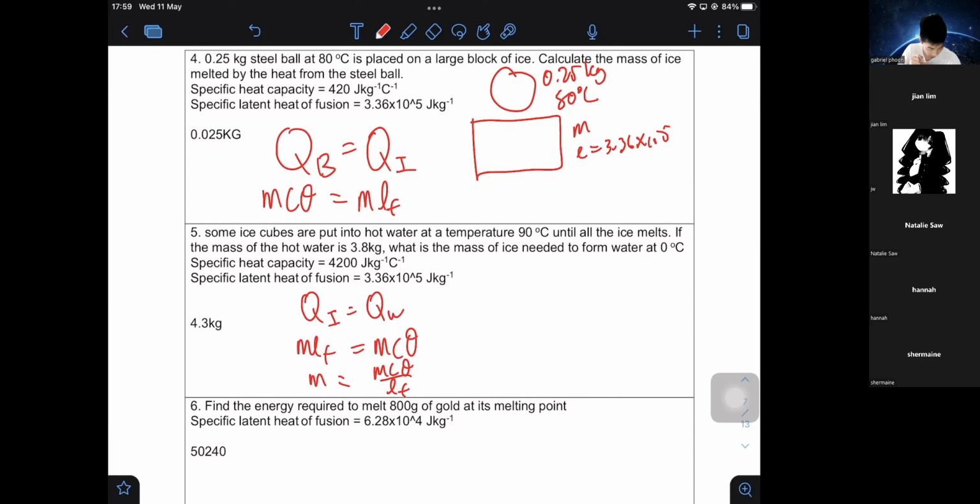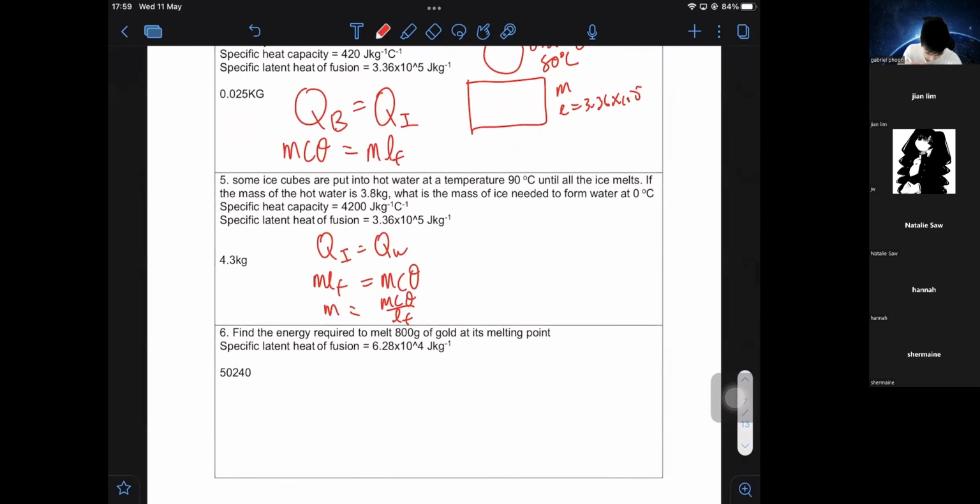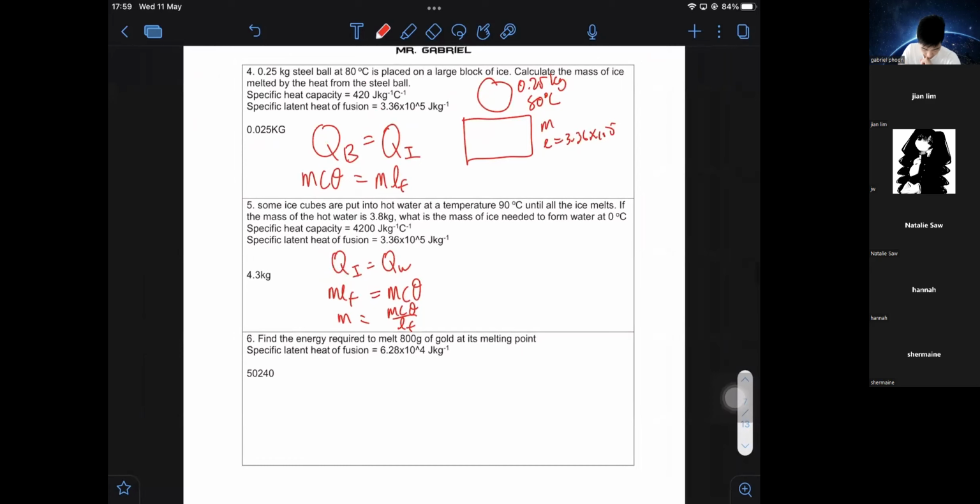Yeah. Then question number 6 should be quite a straightforward one. It's just multiply only. Make sure you change your units. 0.8, then you should be able to get the answer. All right, guys. Any other questions from this part here?